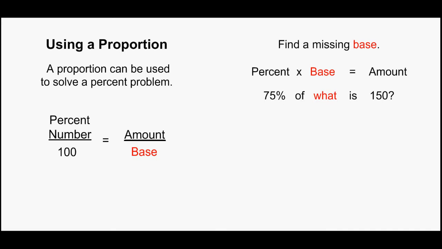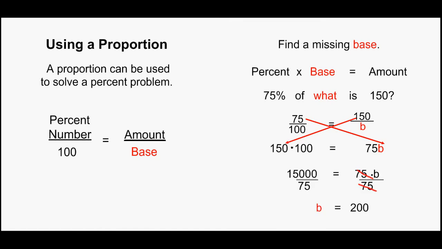Let's try one more. We have the percent. 75% of what is 150? Write 75% as the fraction 75 over 100 equals 150 over B. Use cross multiplication. 150 times 100, 75 times B. 15,000 equals 75B. Divide both sides by 75. B equals 200. 75% of 200 is 150.